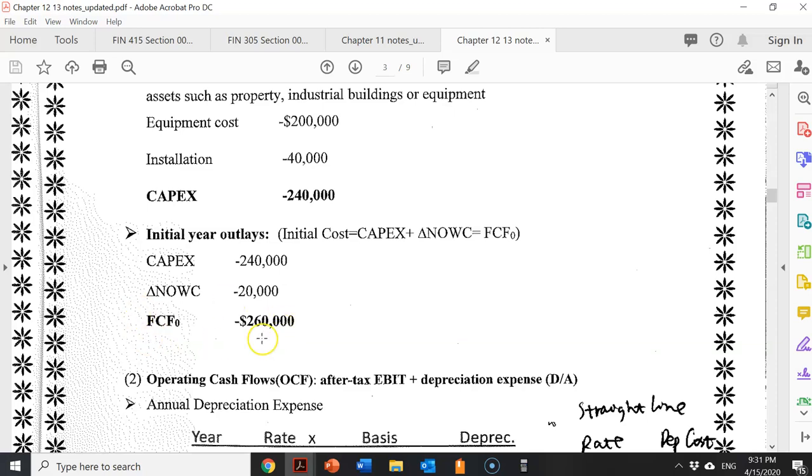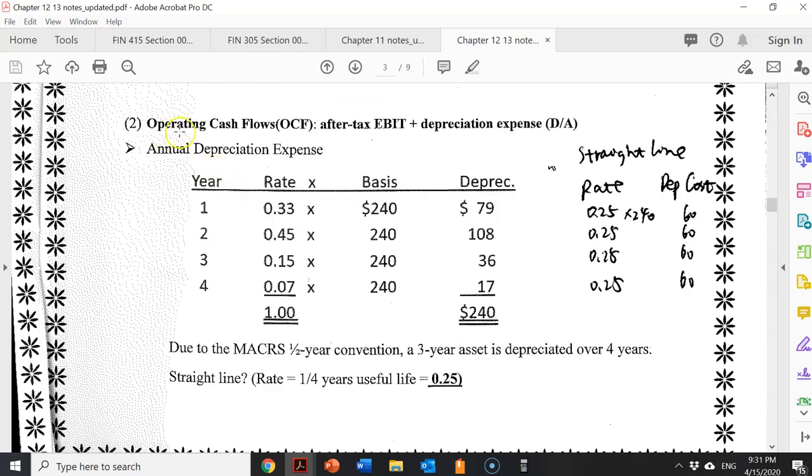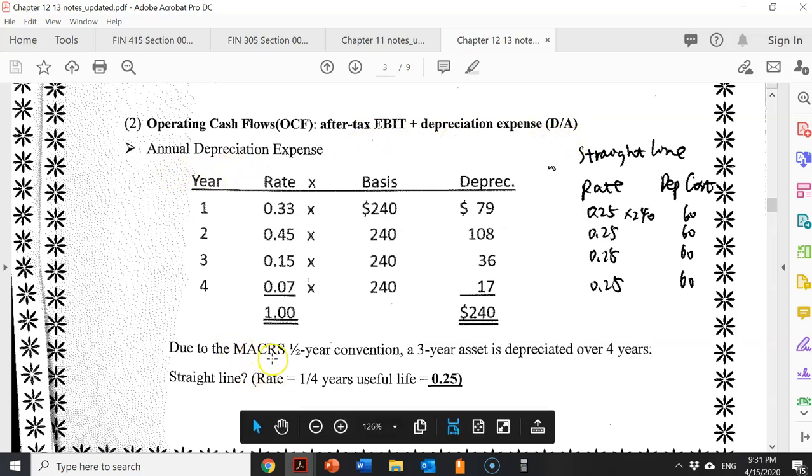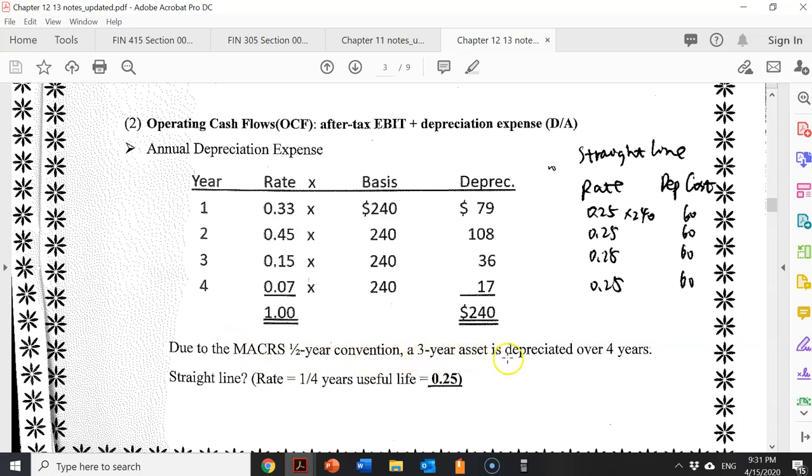Once we pay this initial cost and start the project, we would have operating cash flows. It is the after-tax EBIT plus depreciation. Because we have the MACRS half-year convention, the 3-year assets will be depreciated over 4 years. The annual depreciation rates according to this convention are 0.33, 0.45, 0.15, and 0.07 for these 4 years, and these 4 rates should add up to 100%, or 1.